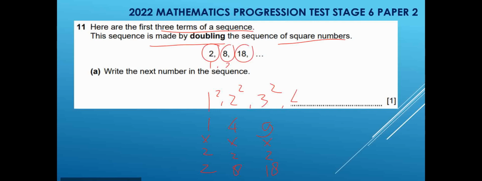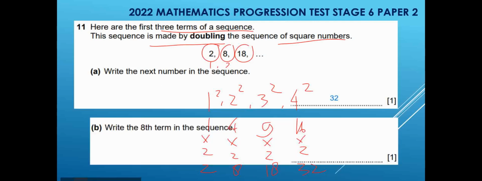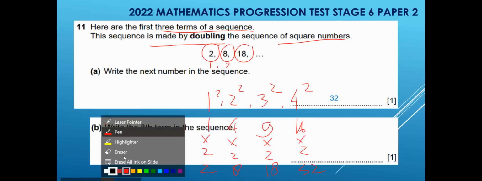And then 4 square is 16. 16 times 2 is 32. So that will be the answer, 32. You got it correct? Let's move on. So if correct, it's good. So score another 1 point. And next is 11B. Let me erase.